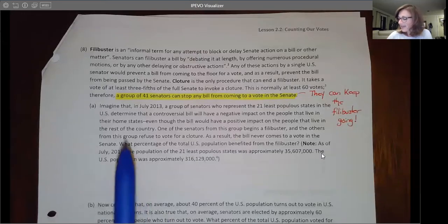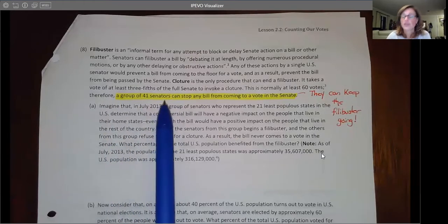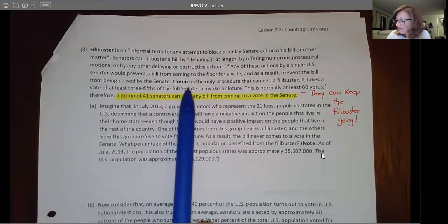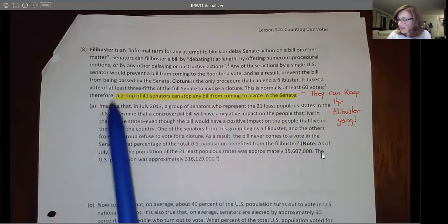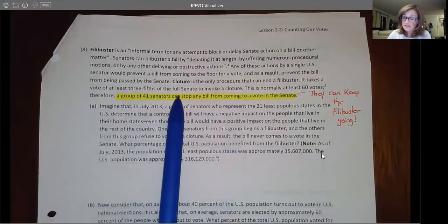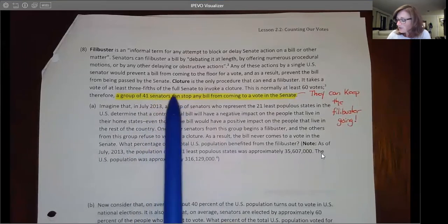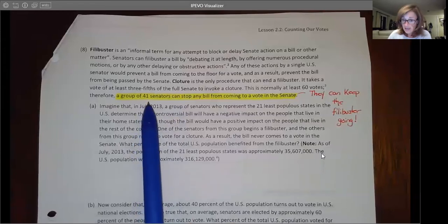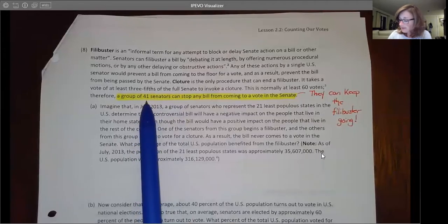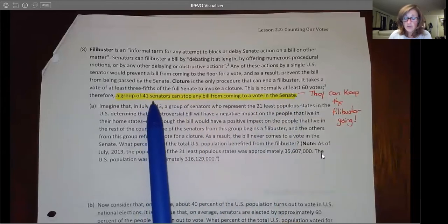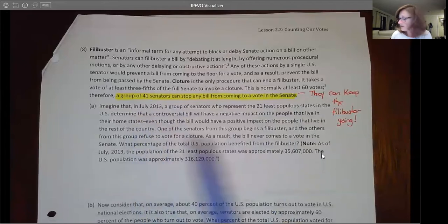All right. And we said the only way to stop that senator from yippee-yapping is to have a vote come up that's called a cloture. And that's a procedure that can end a filibuster. And it takes 3/5 of the full Senate. The full Senate is 100 senators. There's 2 senators for every 50 states. So if you do 3/5 of 100, you get 60. So any 41 people, because that would only be 59 left to stop it. If 41 people don't want the bill to come to the floor, it's not going to come to the floor. So they can keep the filibuster going, those 41 senators.